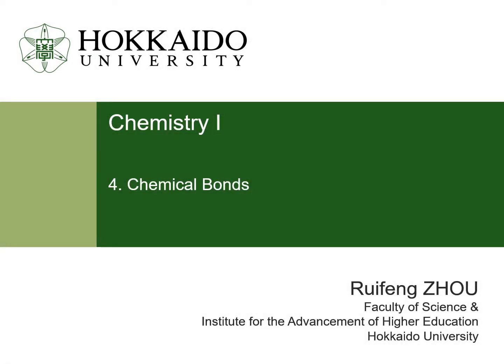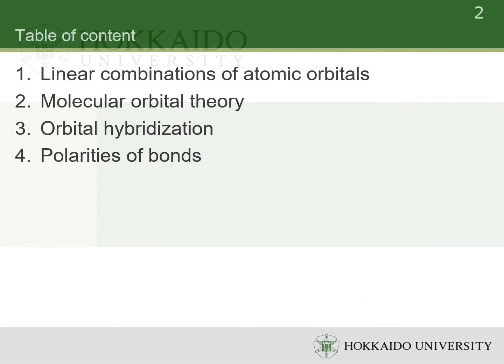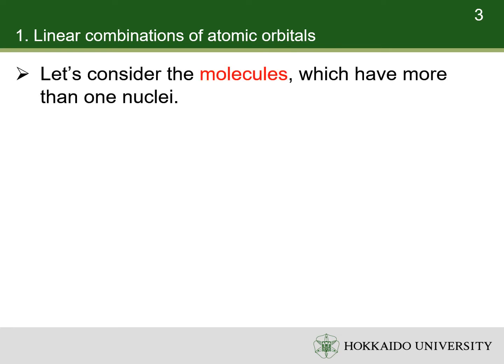In this chapter, let's discuss chemical bonds. In the last chapter, we discussed the atoms. Each atom has a single nucleus. In contrast, a molecule is a system with two or more nuclei. For example, the water molecule has one oxygen nucleus and two hydrogen nuclei.